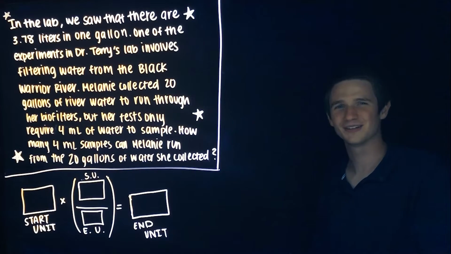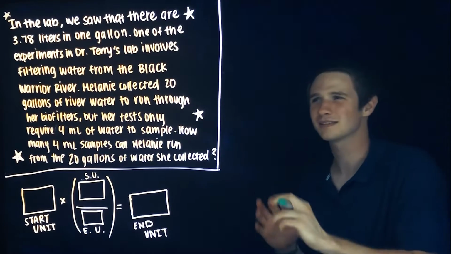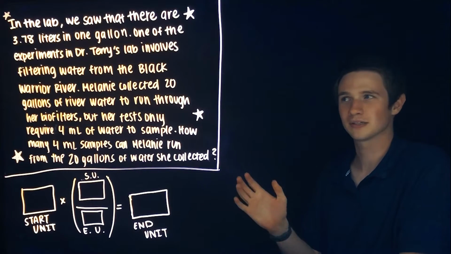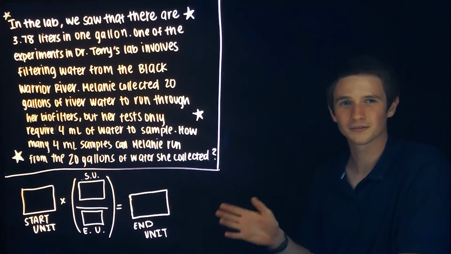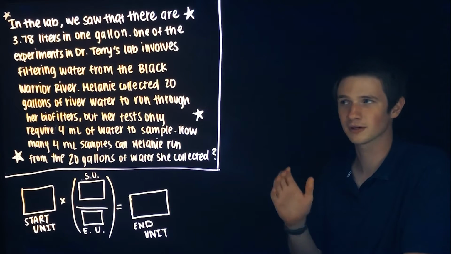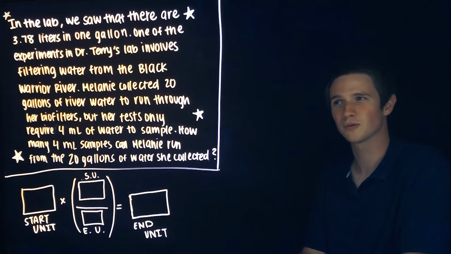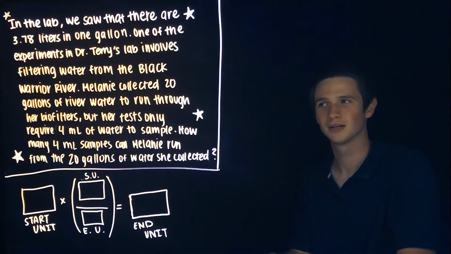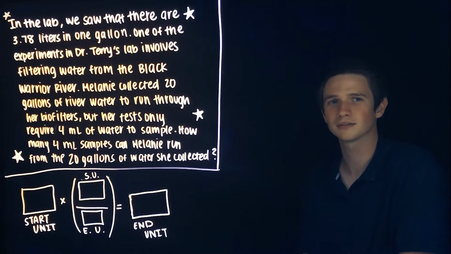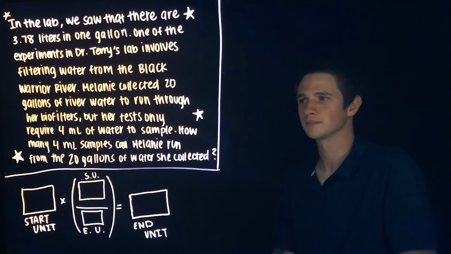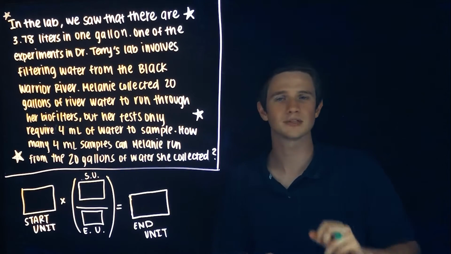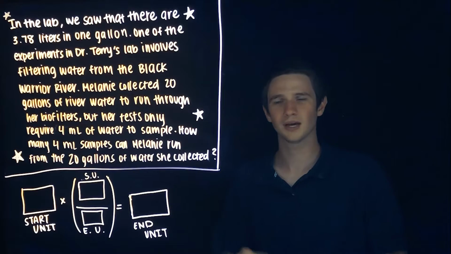Let's take a look at volume next. In this example, let's say we were out at the Black Warrior River. Now, Dr. Terry's lab involves filtering water from this river through biofilters. So one of her lab assistants grabs 20 gallons of river water to run through the biofilters, but our tests only require 4 milliliters for each test. So let's do a little conversion to figure out how many of those samples can be run from the 20 gallons of water.